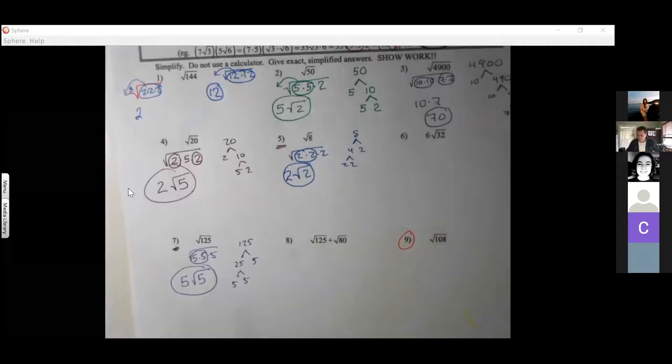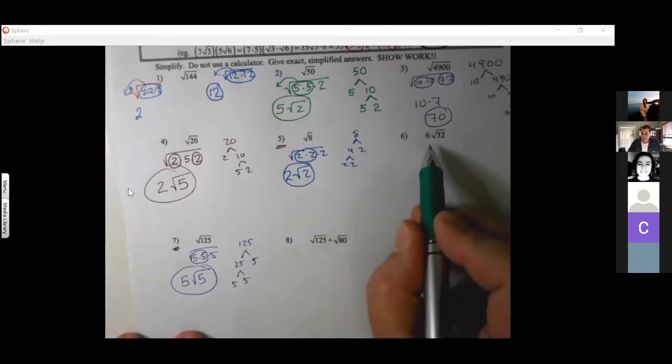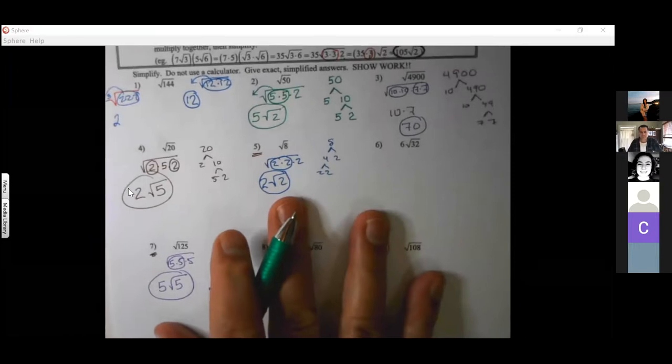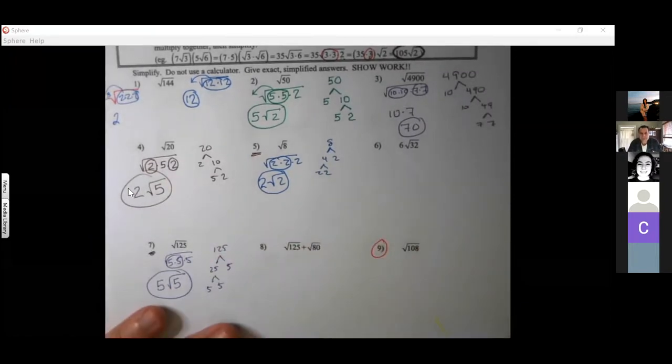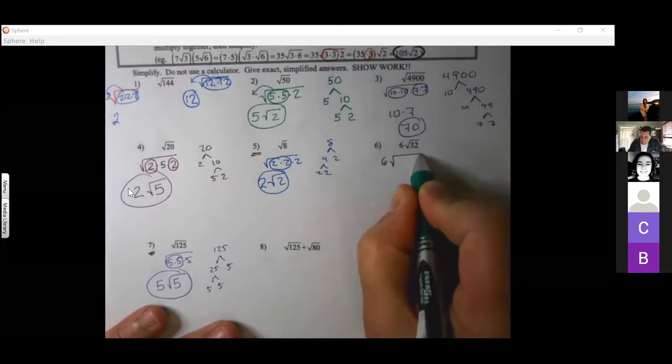Okay. So I want to do number 6 and 8 now because they're very different. Well, not very different, but what makes 6 different? Well, you already have a number on the outside. Yeah, there's a number on the outside. So we're going to leave that there, but we're going to follow the same process.